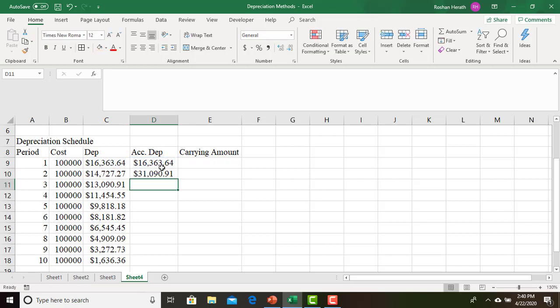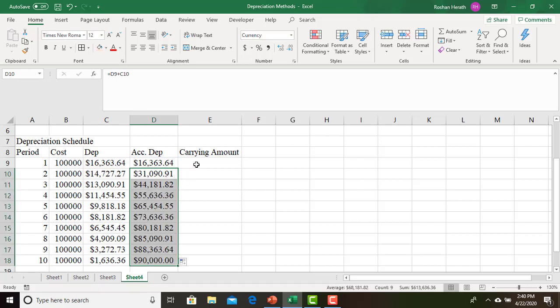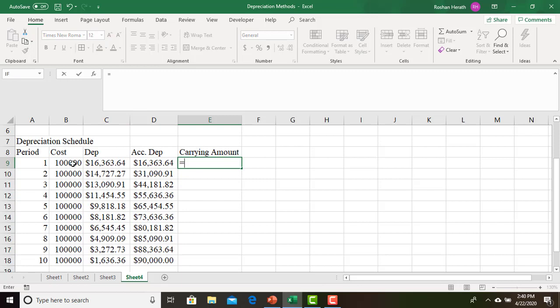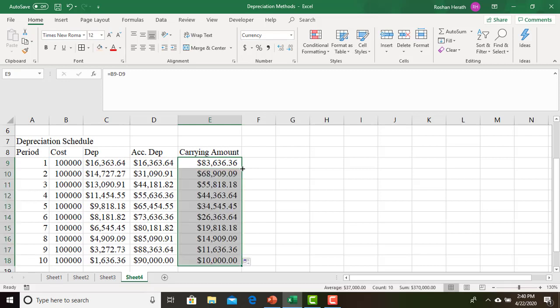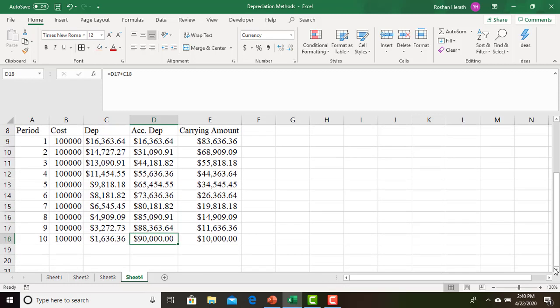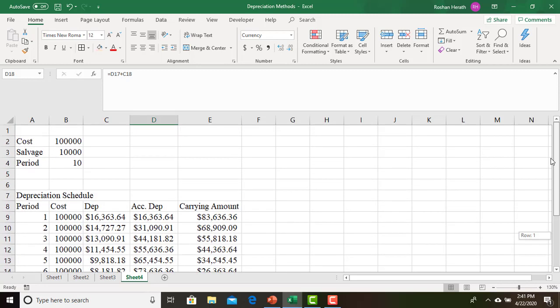So then you can see what the accumulated depreciation is throughout the period. And the carrying amount can easily be taken as cost minus accumulated depreciation. So that is the carrying amount. In this method, the accumulated depreciation has come as 90,000 and the carrying amount thereby 10,000, which is equal to the residual value.